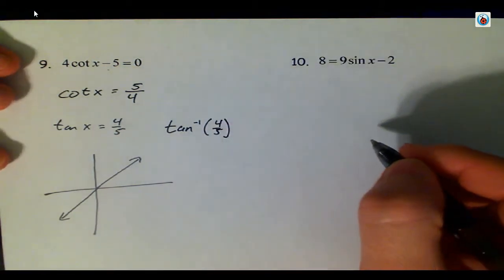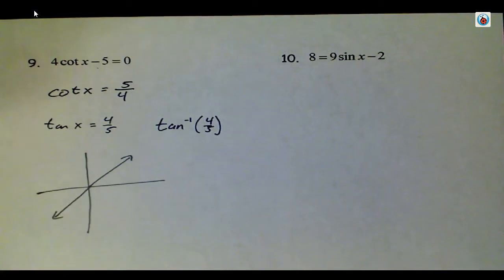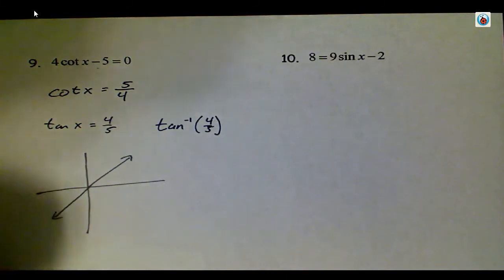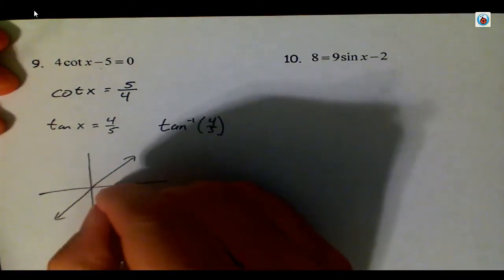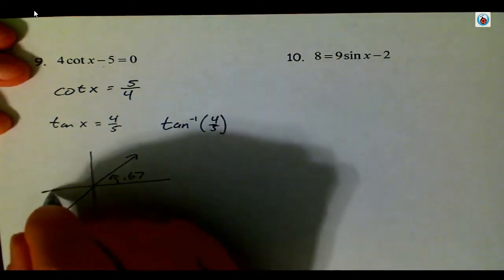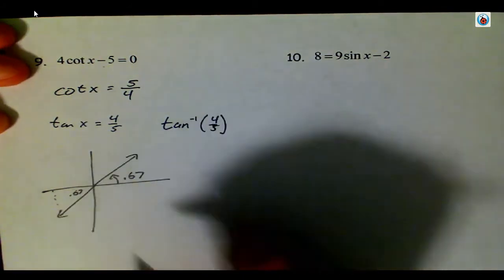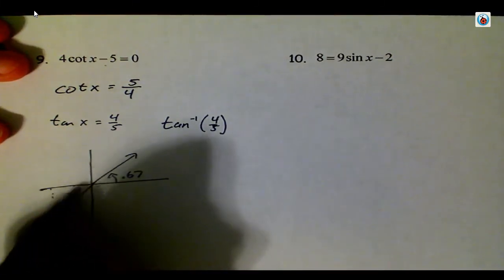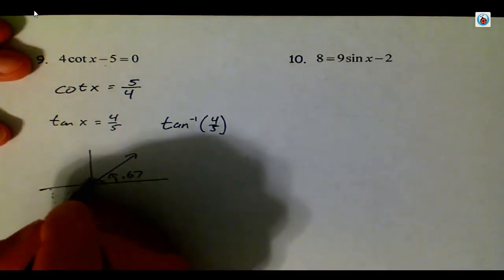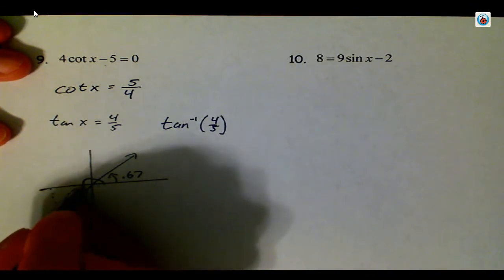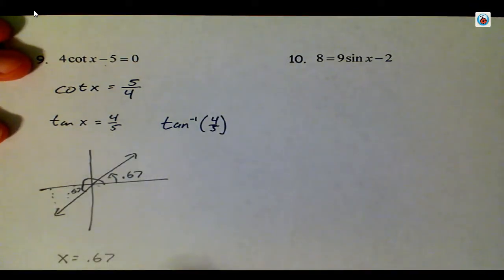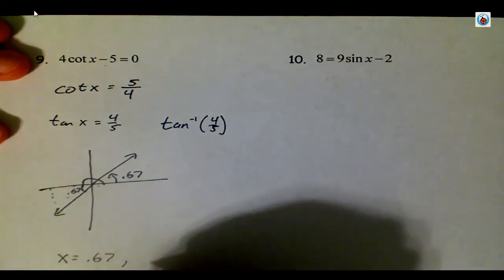That's going to give me 0.67. That also means that this right here is 0.67. So x equals 0.67, and then how do you get this one again? This entire angle. A straight line is 3.14, and then I have that little bit of extra, so just add 0.67 to it, and you get 3.81.